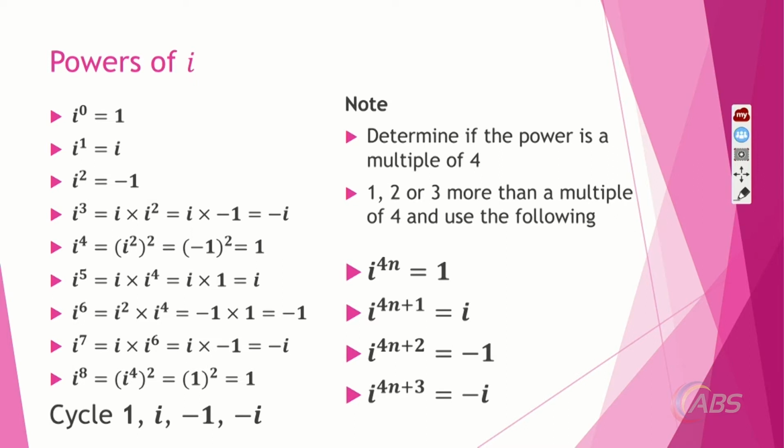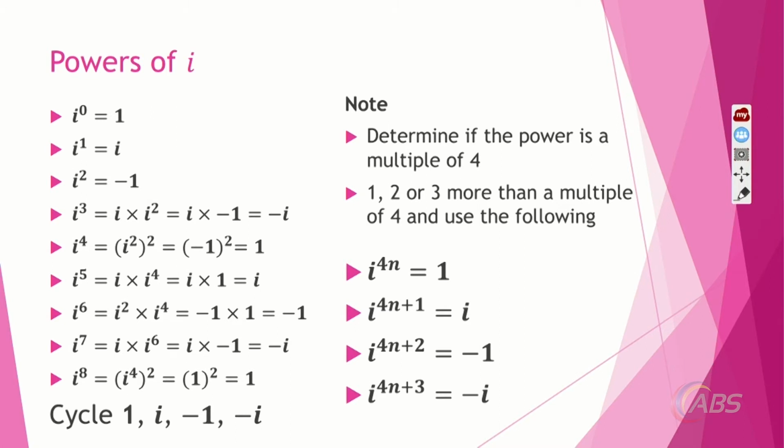We can continue looking from i to the power 4 all the way to i to the power 8. i to the power 4 gives us a value of 1. i to the power 5, again, we separate as i to the power 1 times i to the power 4. We know that i to the power 4 gives us a value of 1. Therefore, it becomes i times 1, which gives us i. i to the power 6 gives us -1, i to the power 7 gives us negative i, and i to the power 8 gives us 1.